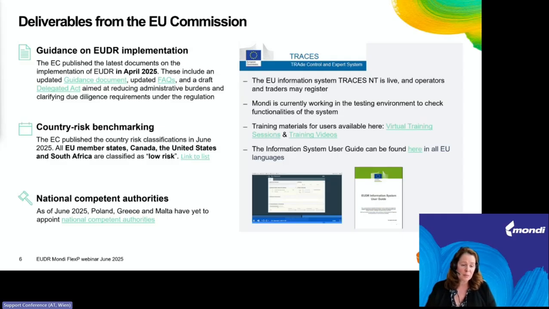Also, a second big deliverable was the country risk benchmarking, which is quite recent. It was published in the journal in June of this year, so this month. We're going to come to that again, but all EU member states, Canada, the US, and South Africa are classified as low risk. Those are all of our key sourcing areas.